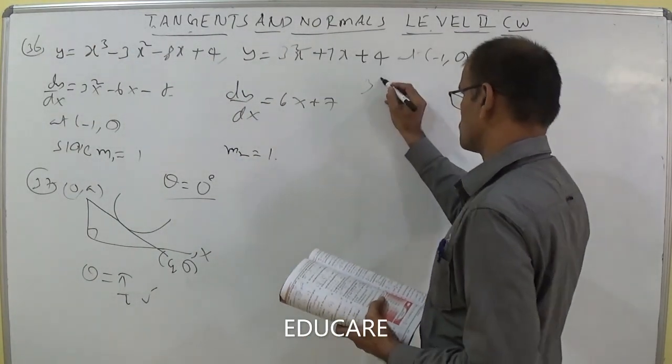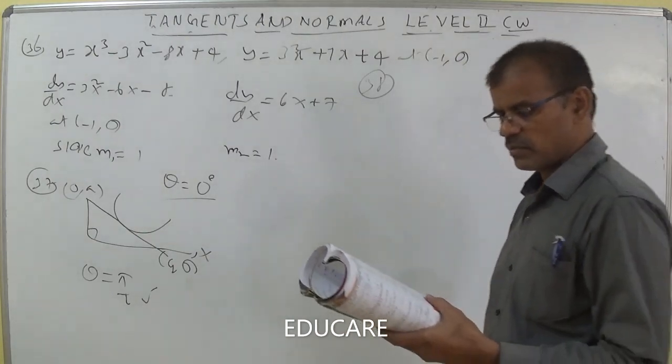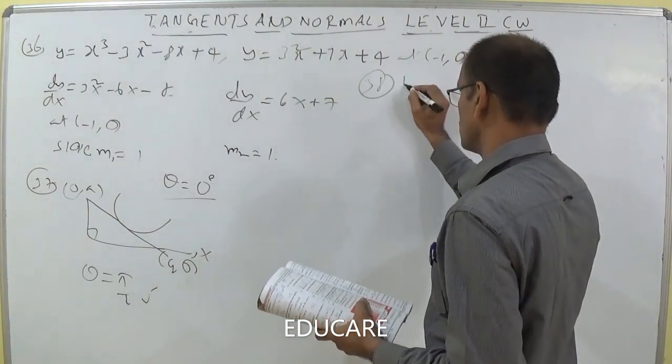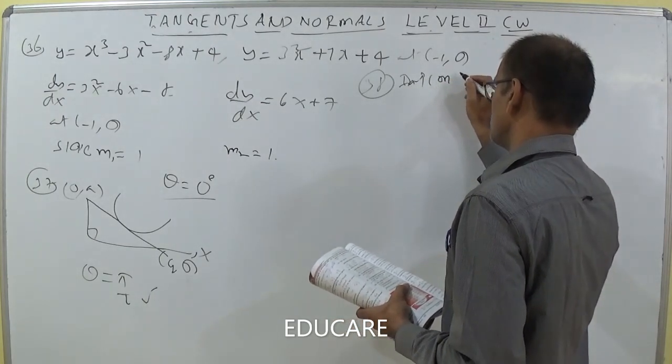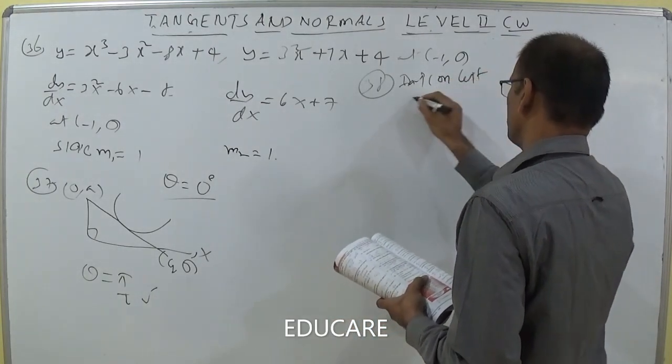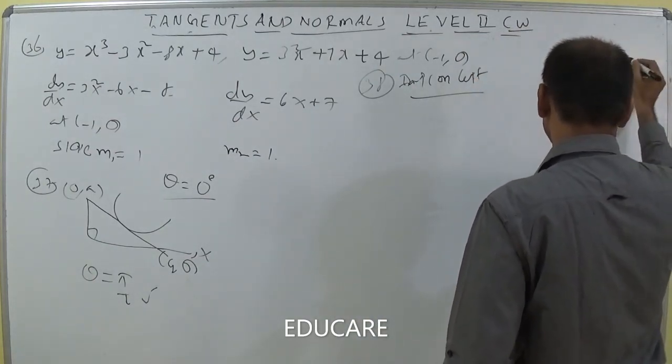Okay. Next, 38th one. The circle and the hyperbola touch. It is an important concept because in hyperbola, in coordinate geometry, you will be learning about the auxiliary circle.